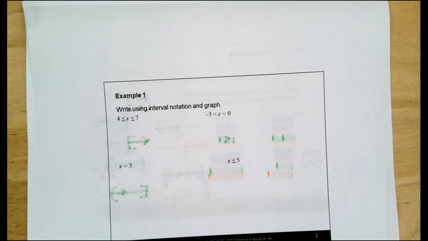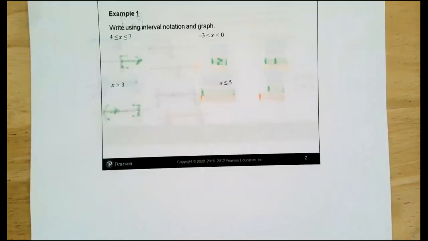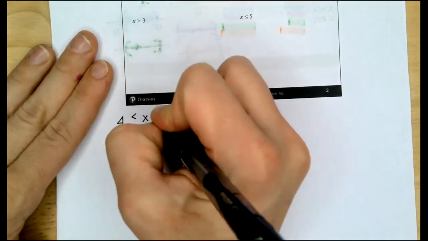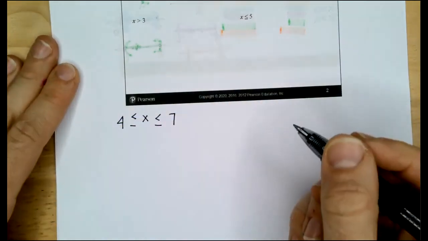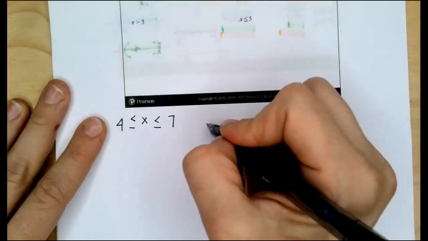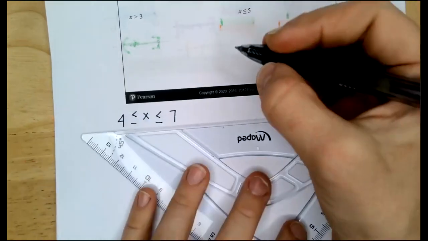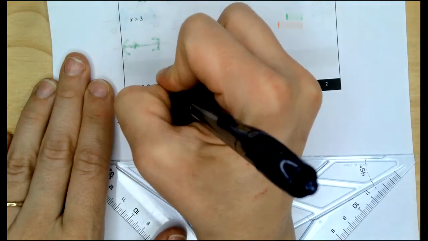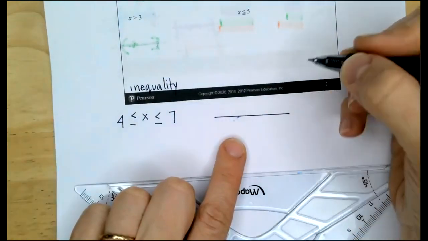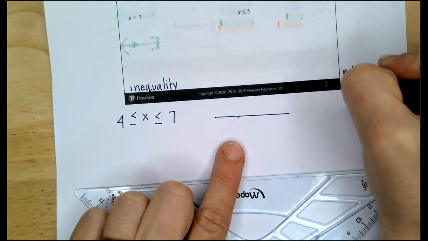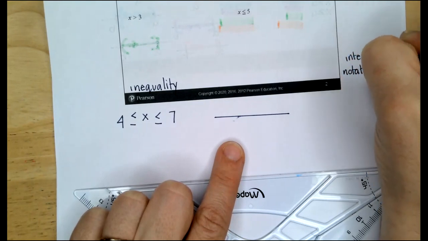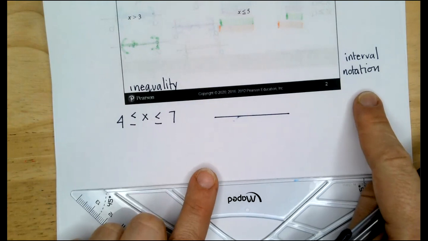All right, example 1. We are doing, sorry, I'm just gonna move it down here. We're gonna do x is greater than or equal to 4 and less than or equal to 7. Okay, so what does that mean? What would the graph of that look like? This is the inequality of it. We're going to do the graph of it, and then we're going to do the interval notation. I think it's easiest to do the interval notation after I've done the graph.